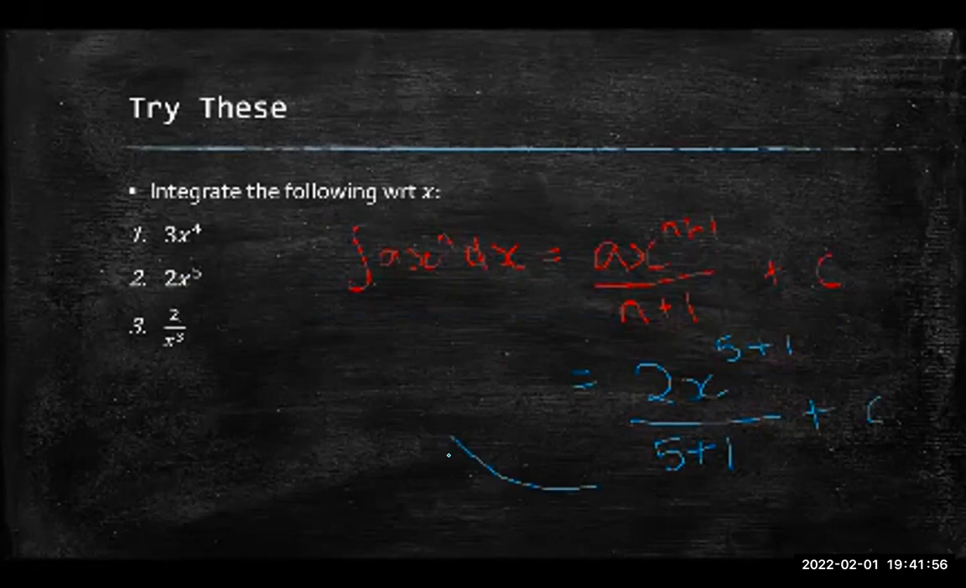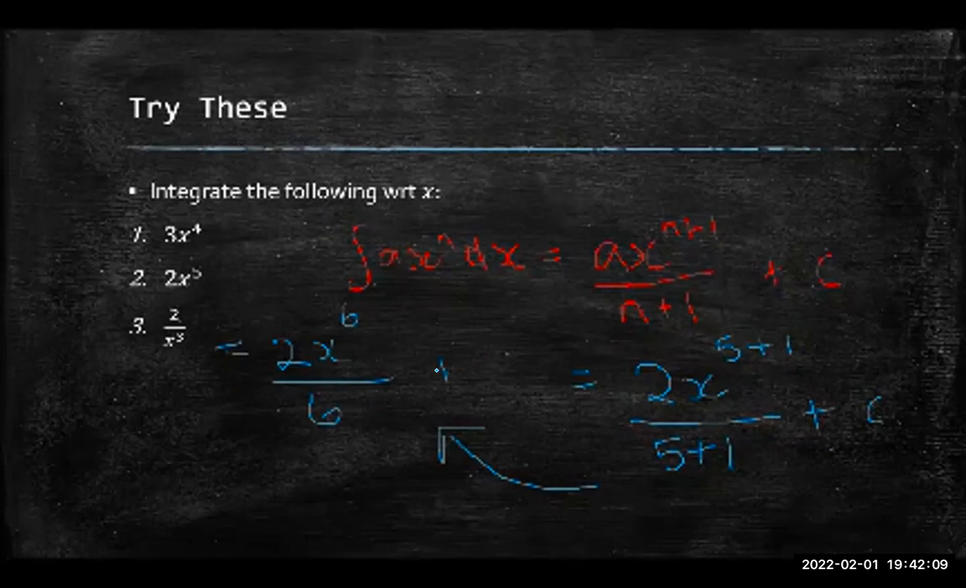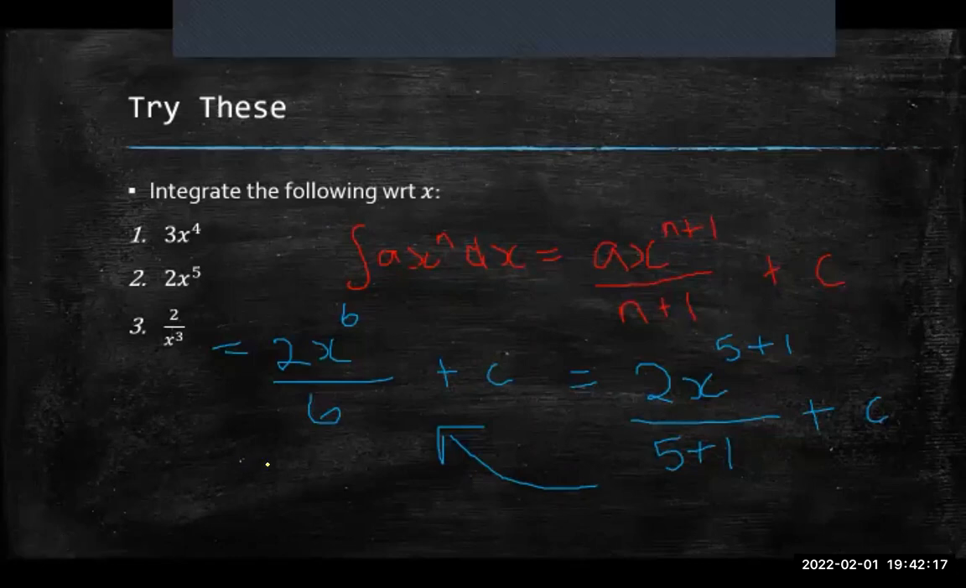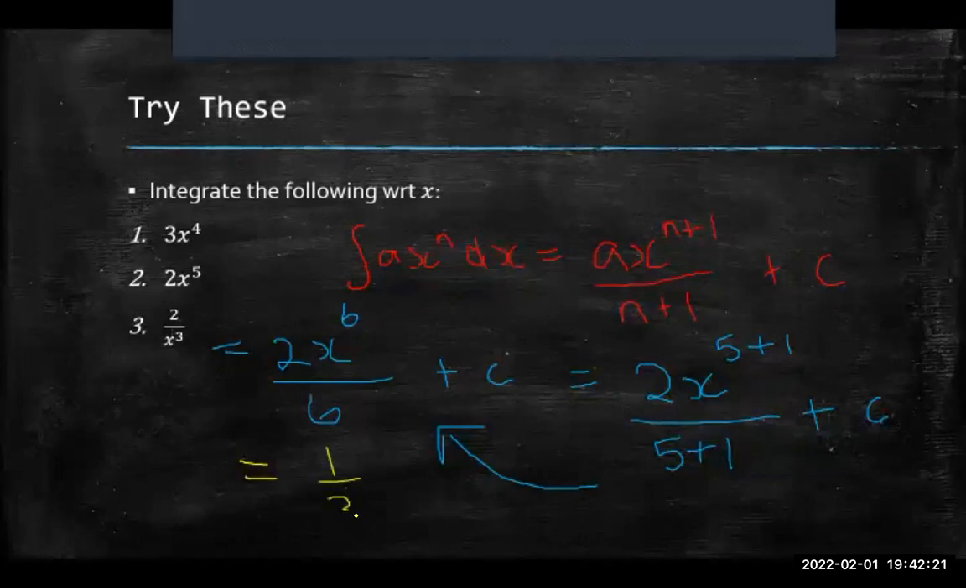Of course, you can't leave it like this. You simplify even more to give 2x to the power 6, over 6, since 5 plus 1 is 6 and 5 plus 1 is 6. Preschool thing, right? Plus c. But if you can simplify, you must simplify. You can't just leave it like this, right? So if I simplify this, I get a third x to the 6. Everybody good with that?